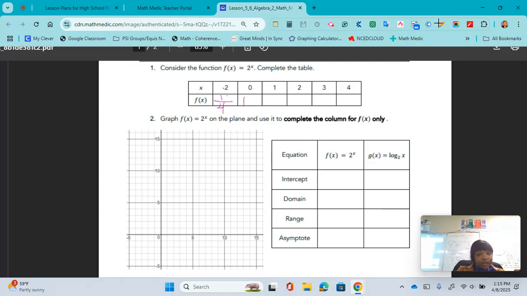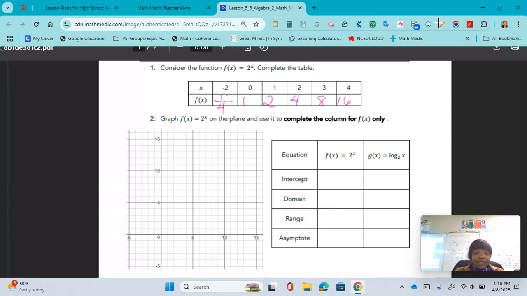2 to the first power, 2. 2 to the second, 4. 2 to the third, 8. 2 to the fourth, 16. All right, now they want us to be able to graph these points.